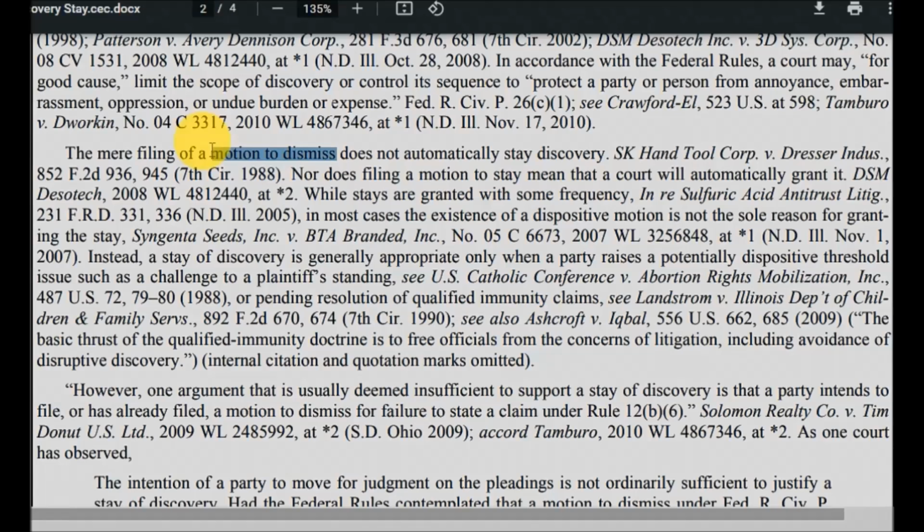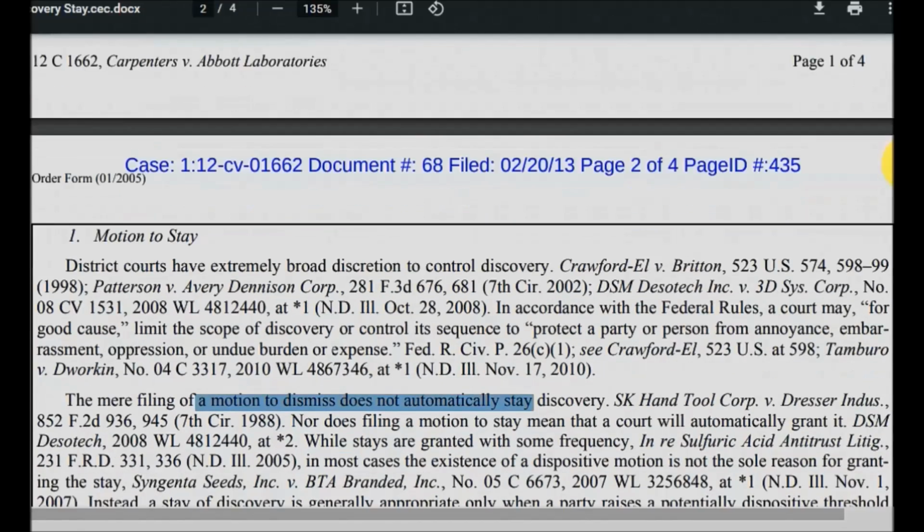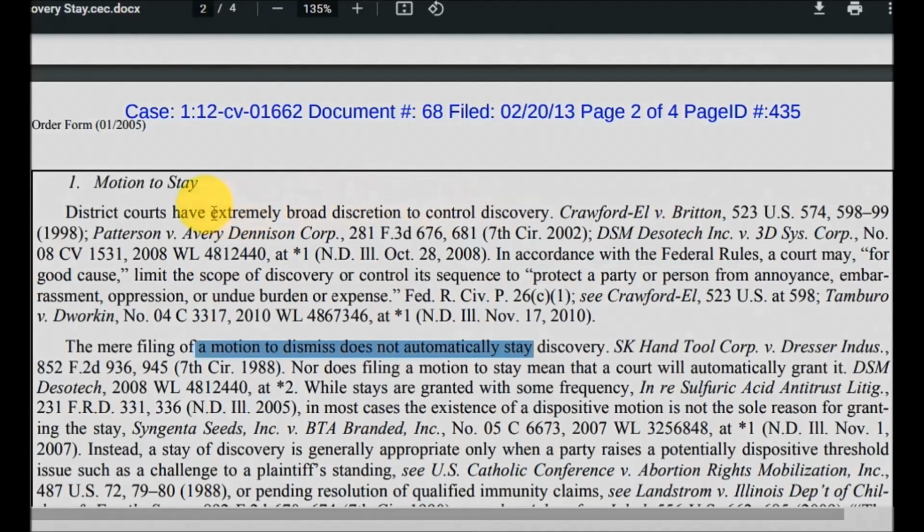You must know this. The mere filing of a motion to dismiss does not automatically stay discovery. Sounds good to your favor, right? Right. But notice at the beginning it says, look, district court has broad, not just ordinarily broad, extremely broad discretion to control discovery. Meaning those rules governing discovery are meant to be broken, is what they're telling you here.